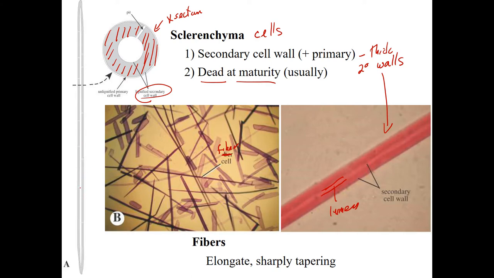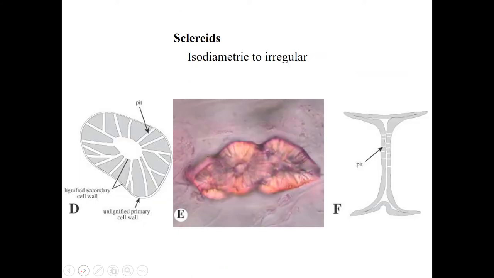Here's a fiber cell in longitudinal section. I'm just going to say long section. So they're very, very long and thin with very thick walls. There's another kind of sclerenchyma. That last one was fibers. These ones are called sclerids, but the important thing for us is that this is just another type of sclerenchyma cell.